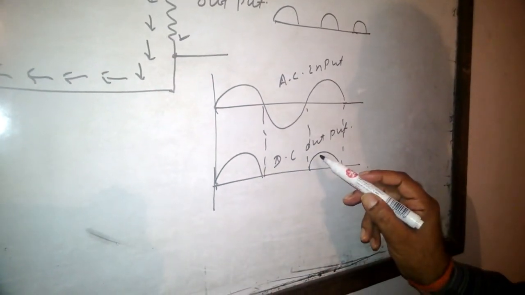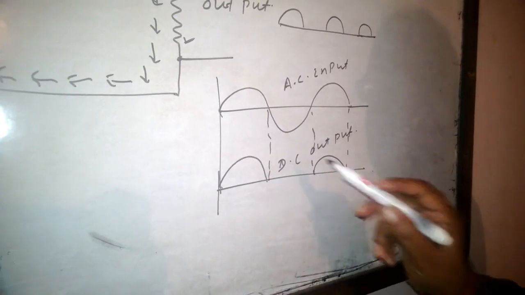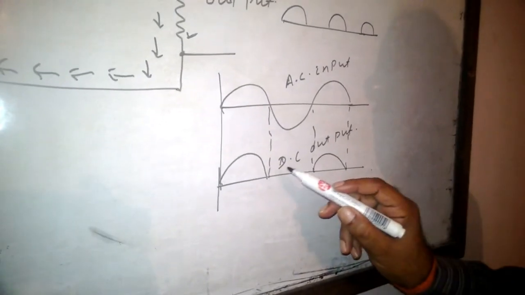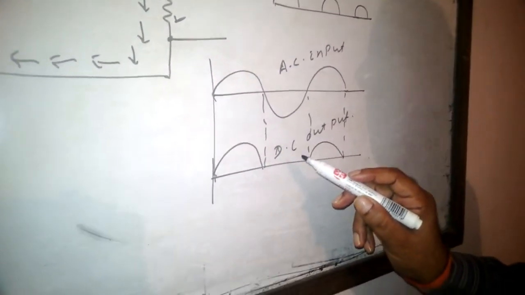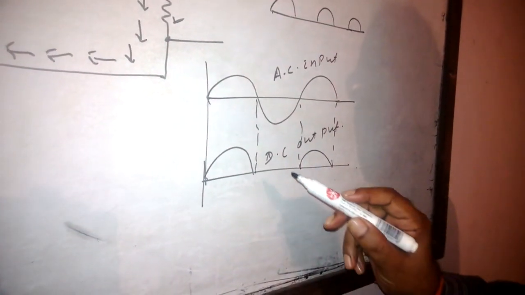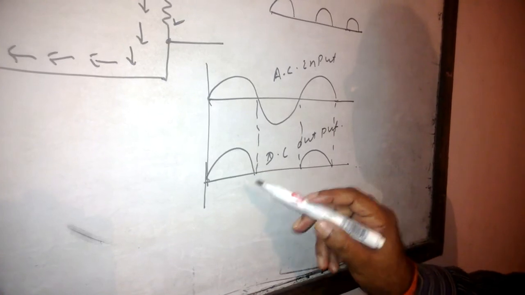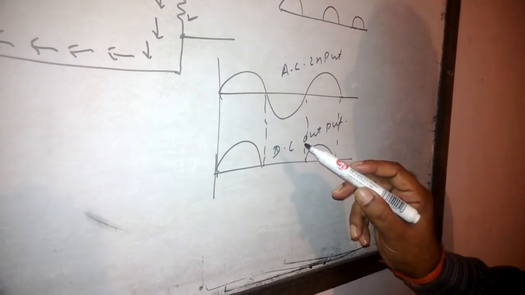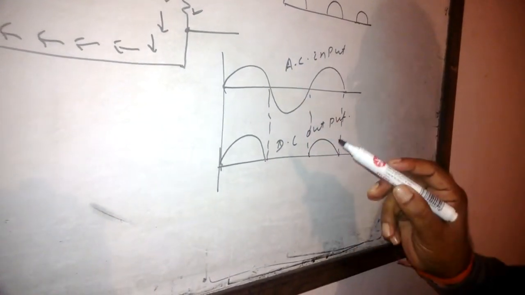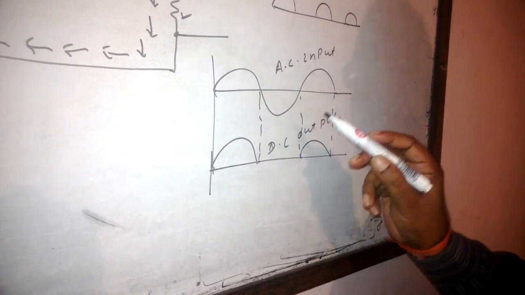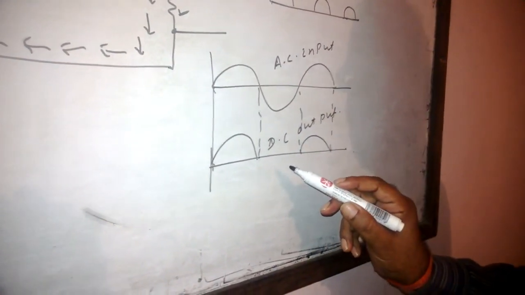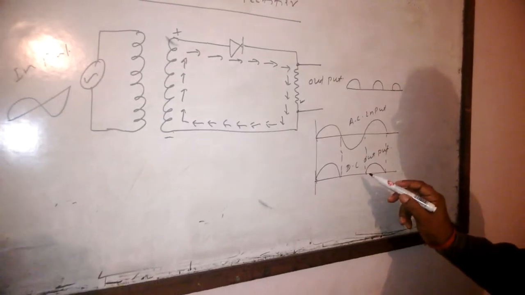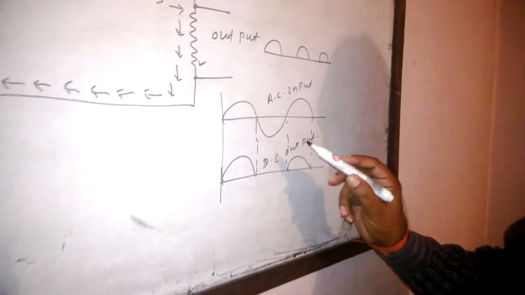This DC output cannot be used in practical application due to its pulsating and irregular nature. So this DC must be converted into steady DC. Therefore, there is need of a filter circuit. When the output DC is allowed to pass through the filter circuit, then this pulsating DC is converted into the steady DC, which can be used for any practical operation.